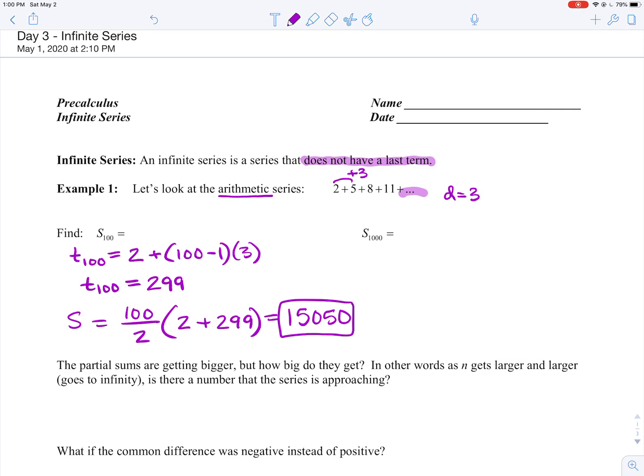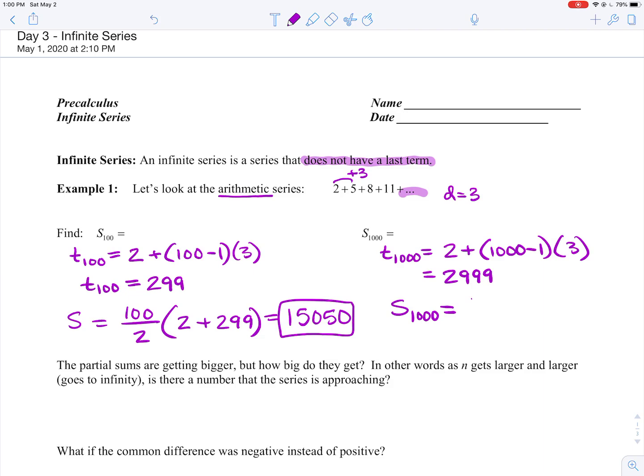Now let's check out the sum of 1,000. Again, first let's find the 1,000th term. We're going to do 2 plus 1,000 minus 1 times, again, our common difference. The only thing that changed from our last one is that instead of 100, we're plugging in 1,000. The 1,000th term ends up being 2,999.